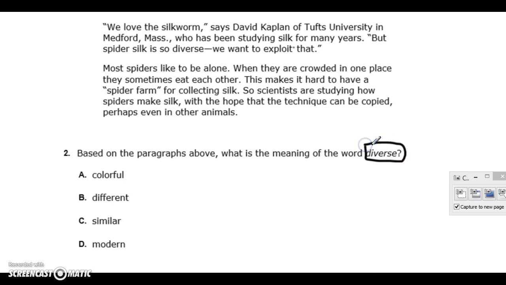Right away, I know that there's a root in this word. The root is "di." We've studied that before. Di means two. You've probably heard it in words like dissect, to cut into, or diverge, to go in two directions. So I'm thinking this word might have something to do with the meaning of two.